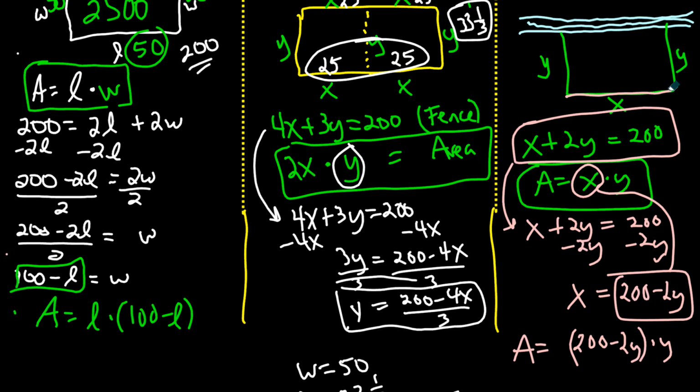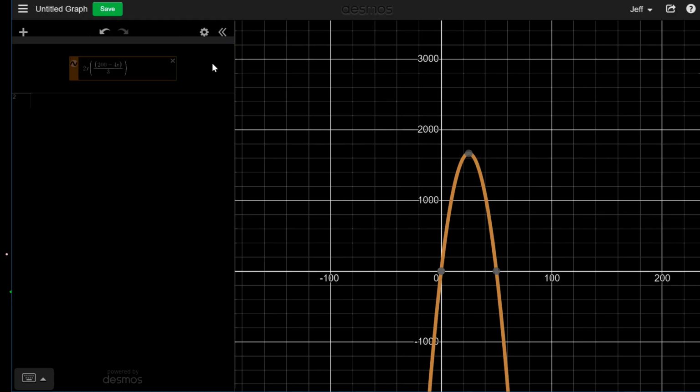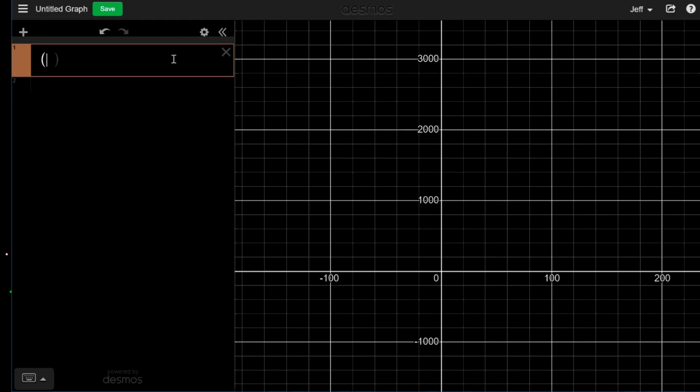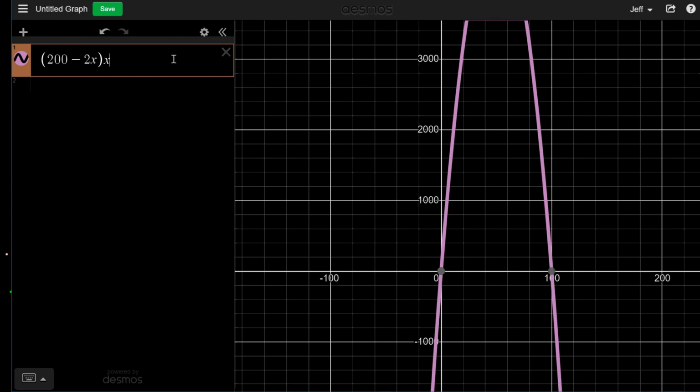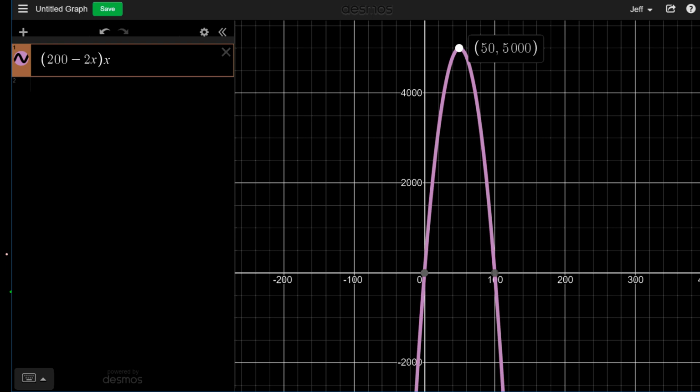So back to Desmos. We'll type this in, 200 minus 2y, and then times y. I'm going to use x, because Desmos works better with x. So 200 minus 2x, and then times x. And look at this, we actually get a much bigger area. When x is 50, this is confusing. This is really representing y, right? Because we plugged in y. I probably should have been a little wiser about this. But anyway, when our y value is 50, the maximum area is going to be 5,000.